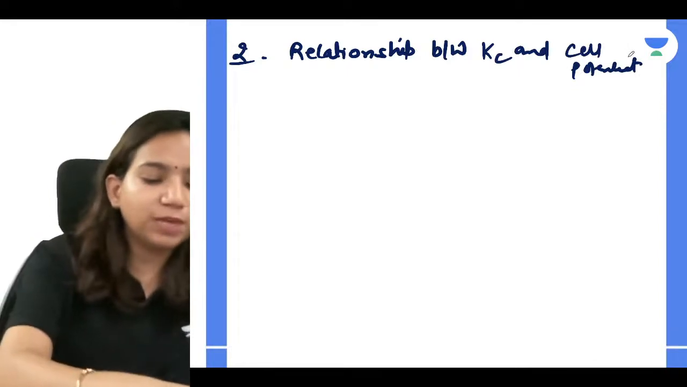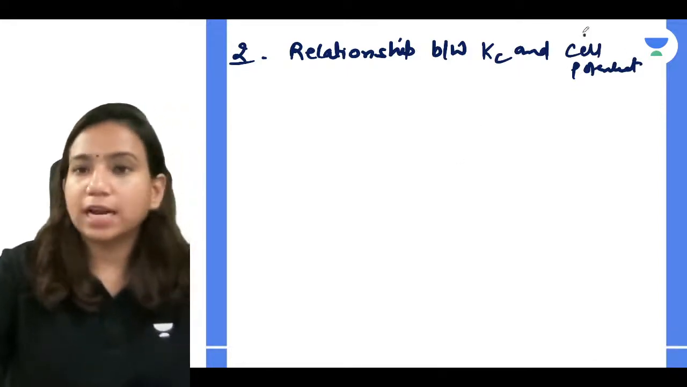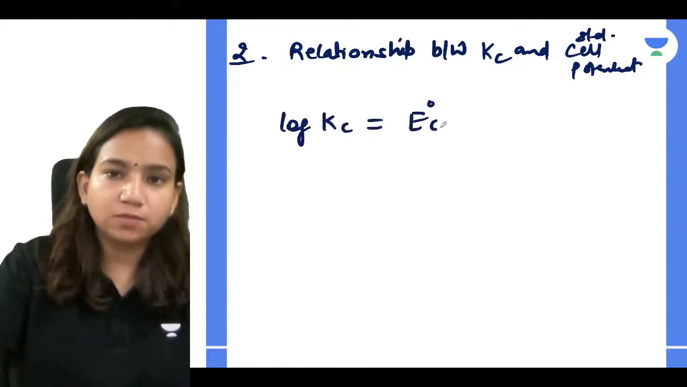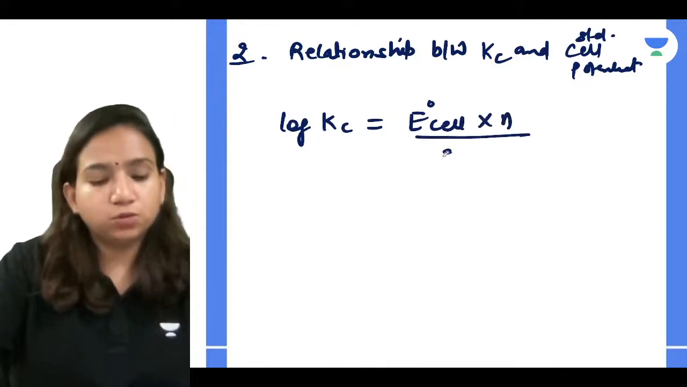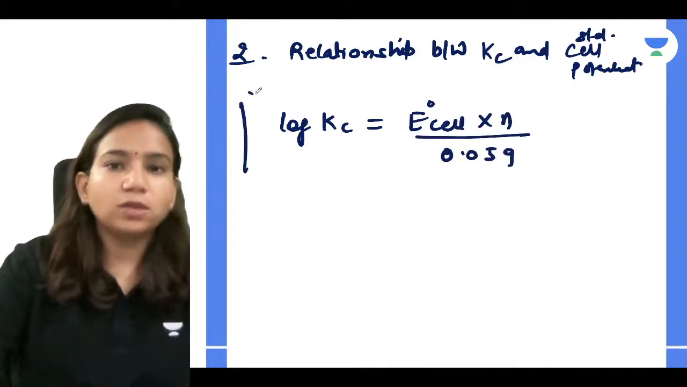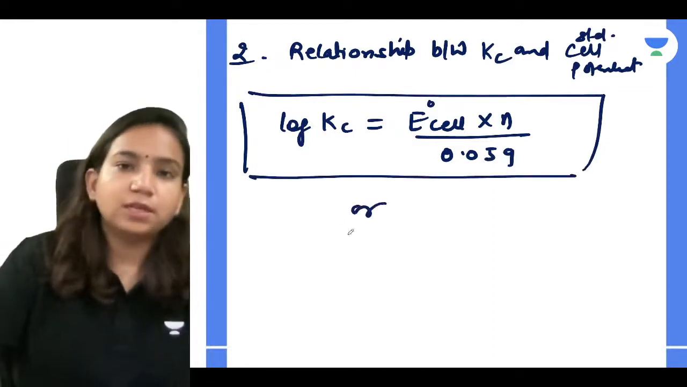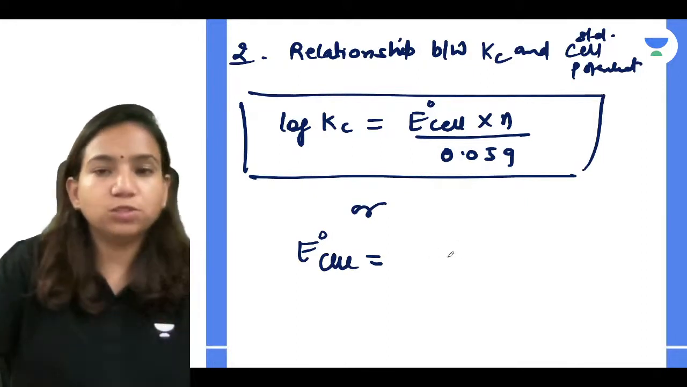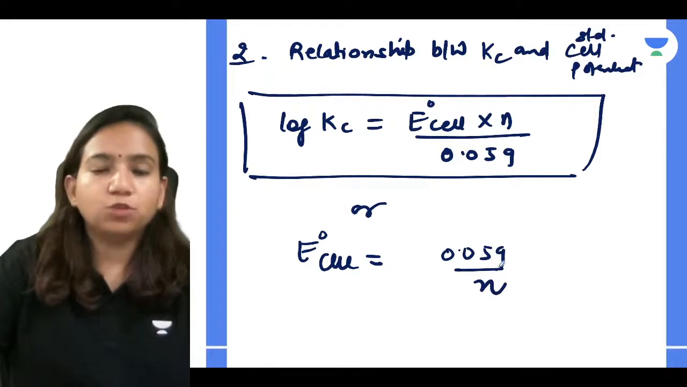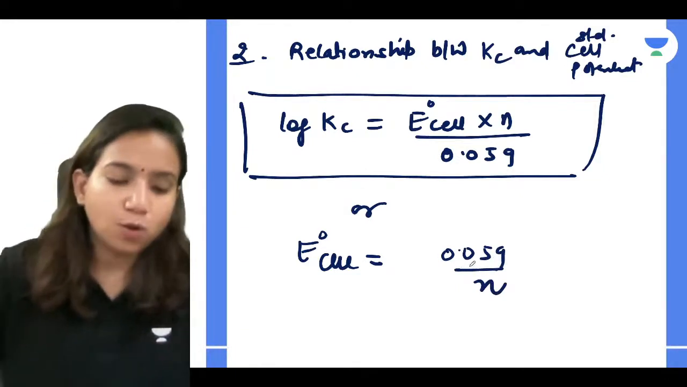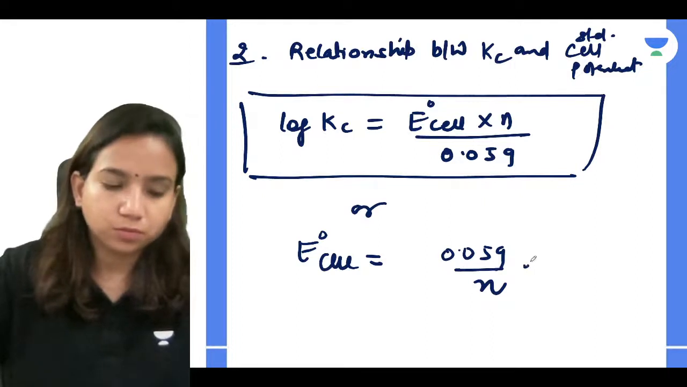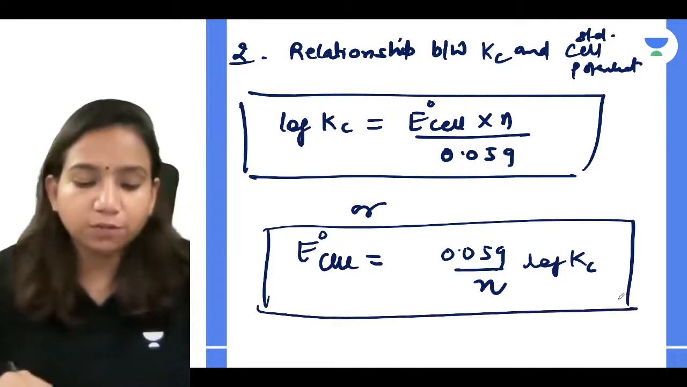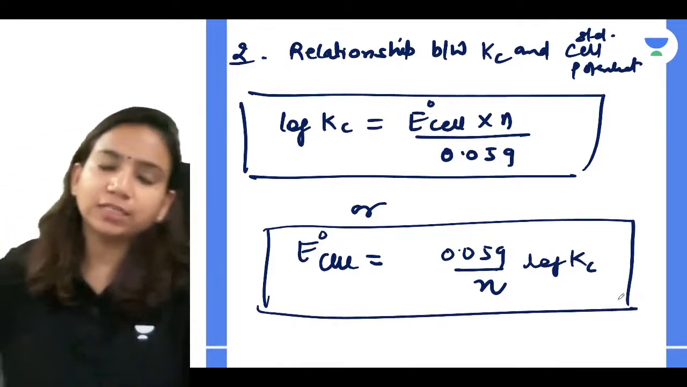So what is the relationship that we have got? It is very simple. For the standard cell potential, log Kc is equal to E naught cell into N divided by 0.059, or you can write this as well: E naught cell is equal to 0.059 divided by N log Kc. Anything you can use. So this is the second formula, the relationship between Kc and standard cell potential.